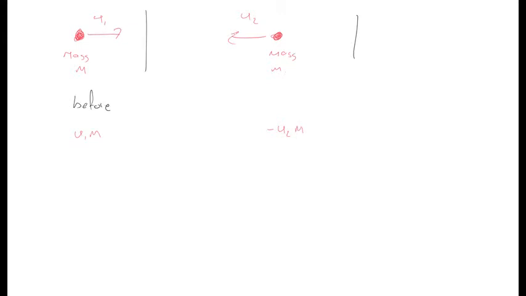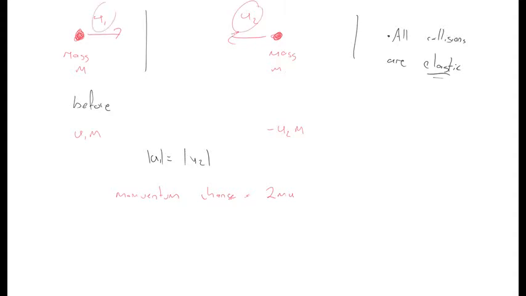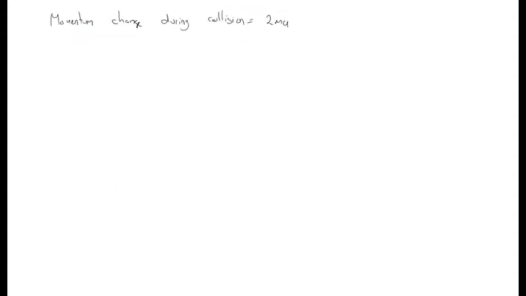Now, do you remember what we said? We said before that one of our assumptions is all collisions, say it with me now, are elastic. Because the collision is completely elastic, there's no energy lost, which means that the velocity will be exactly the same. I can say that the absolute value of u1 is equal to the absolute value of u2. Therefore, I can say that momentum change will be 2mu, because it turns out that these u's are exactly the same. So I've got a momentum change of 2mu at that wall.